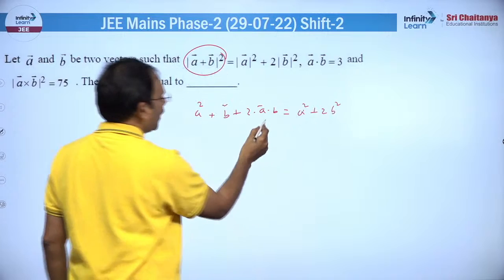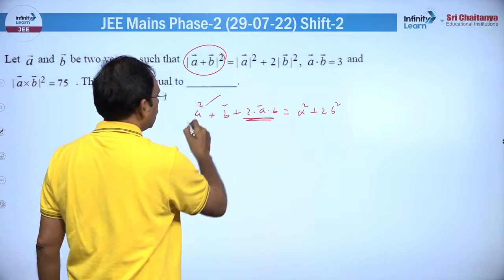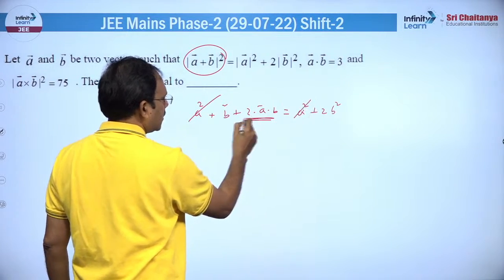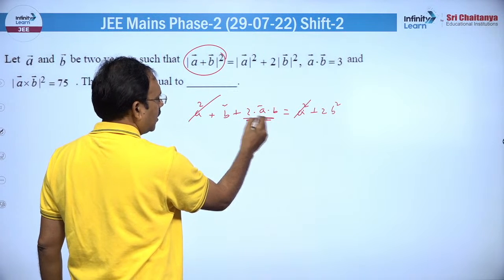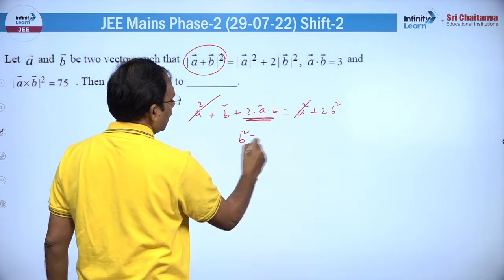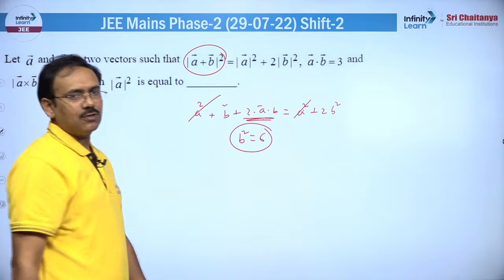But A dot B value is given as 3, my dear friends. These two got cancelled. He has given this is 3 into 2, 6. So, B square magnitude is B square is equal to 6.